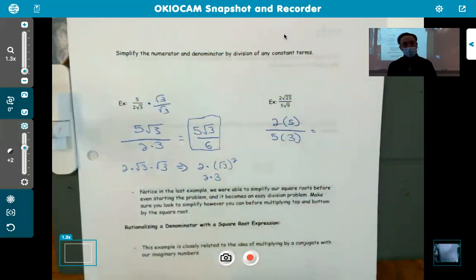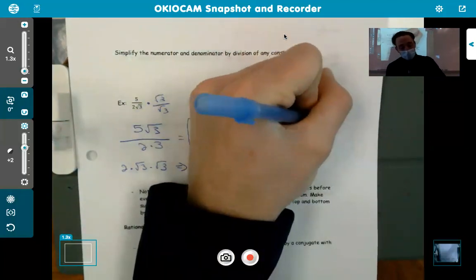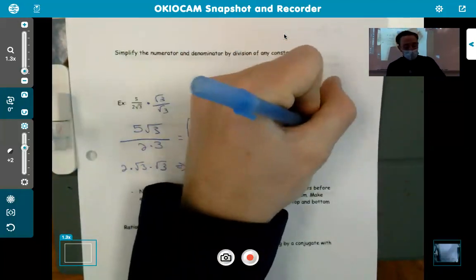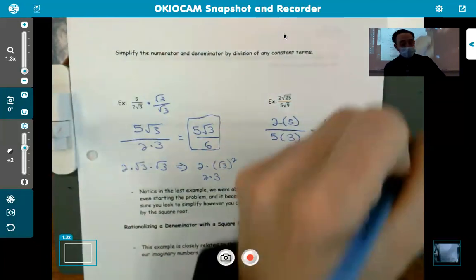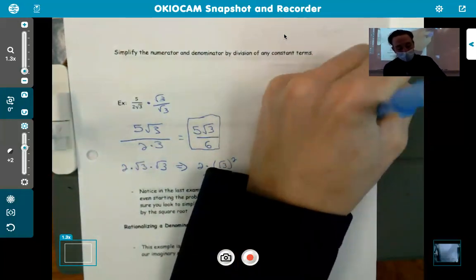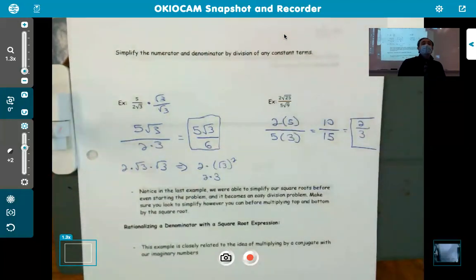What's 2 times 5? What's 5 times 3? And then how do I simplify 10 over 15? What does that simplify to as a fraction? 2 over 3, or 2/3. Good. So like I said, a little bit of a trick, but also gets us to kind of remember, all right, well, how can I simplify to start? Then I'll go through my process, whether I have to multiply by that square root or not.